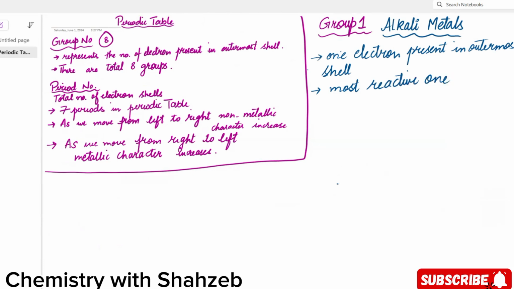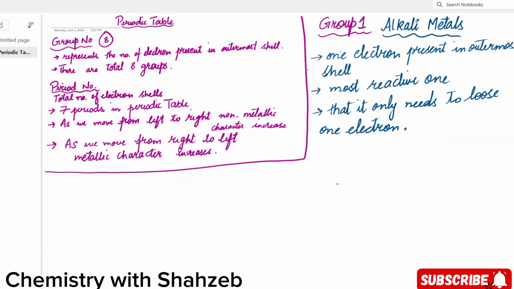What is the reason for that? The reason is that it only needs to lose one electron from its outermost shell. So it becomes easier for group 1 metals to lose an electron easily.